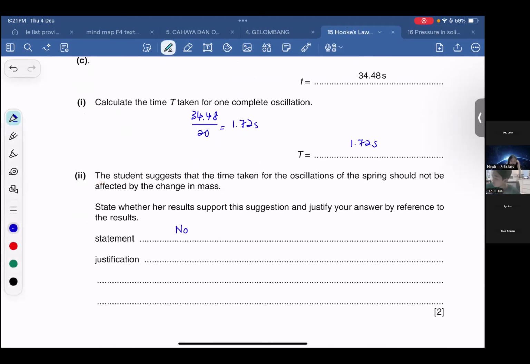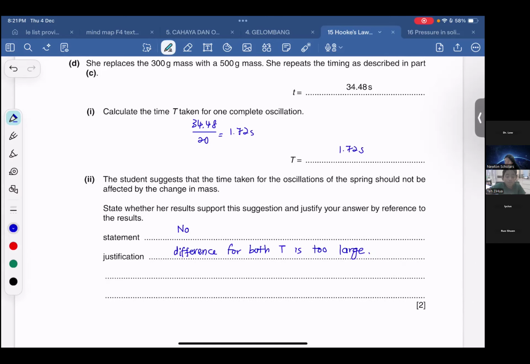It's affected. Okay, so here, the difference for both T is too large, too far different. Okay, too far different or too large. Okay, their difference is too large. Okay, until here, is that clear? Can I proceed?